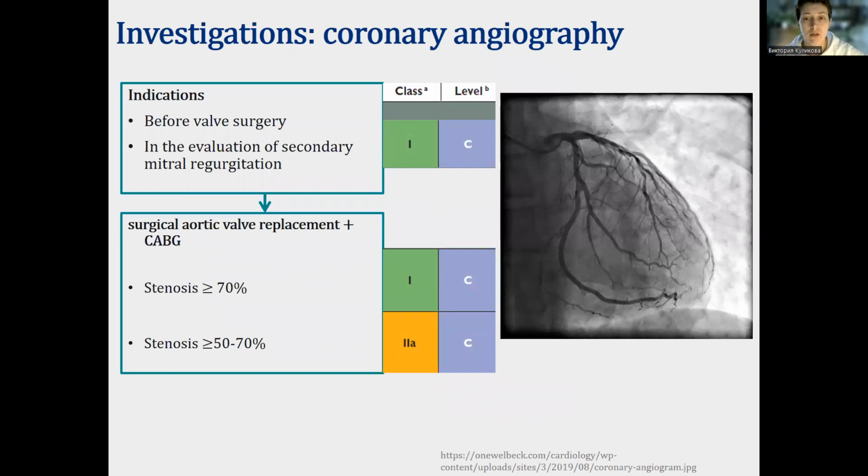Indications for coronary angiography are the same for all valvular disorders. We need it before all valve surgery and in case of evaluation of secondary mitral regurgitation. In addition to aortic valve replacement, coronary artery bypass grafting, or CABG, is reasonable if stenosis is more than 70%.